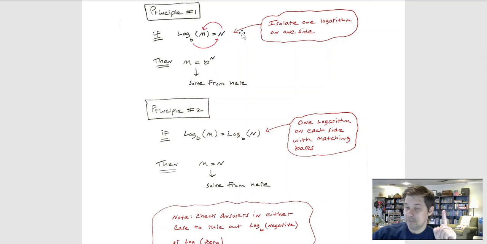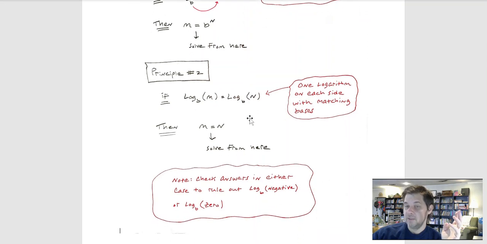So principle 1: if we can isolate one logarithm on one side, like this. Those are the 4 examples I just showed you. As opposed to the second principle, where there's one logarithm on each side, and the bases match. So it's like on one side it says log base b of some number m. On the other side, it's log base b of some other number n.